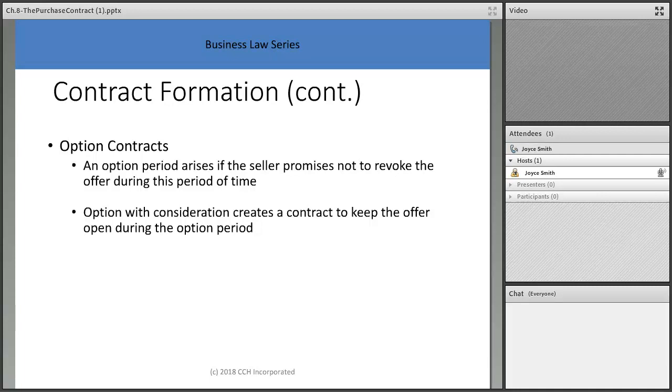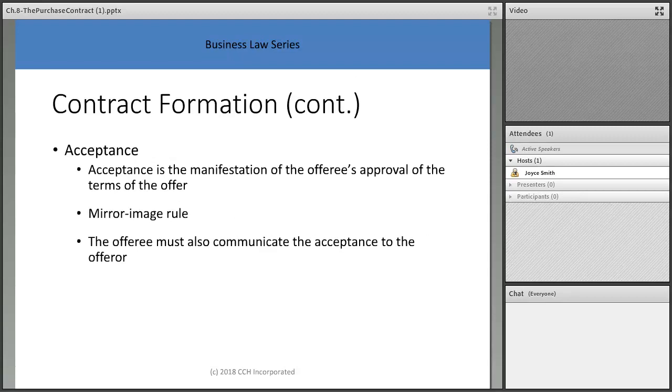So he issued options. He would pay people $10,000 or $5,000 to basically say, I want an option to buy your house for the next year. You can't sell it to anybody else, but I'm going to give you cash right now. So you basically reserve it for me to buy, and I can act on this contract anytime. That's an option. And that's very common with speculative buying, or when we're trying to accumulate properties. And then the option, again, with consideration creates a contract to keep the offer open for a period of time.